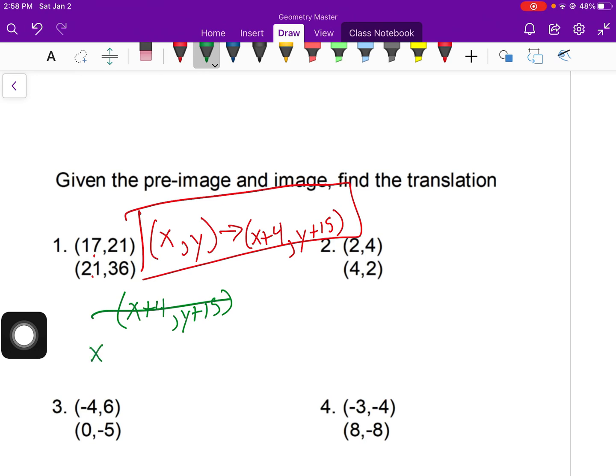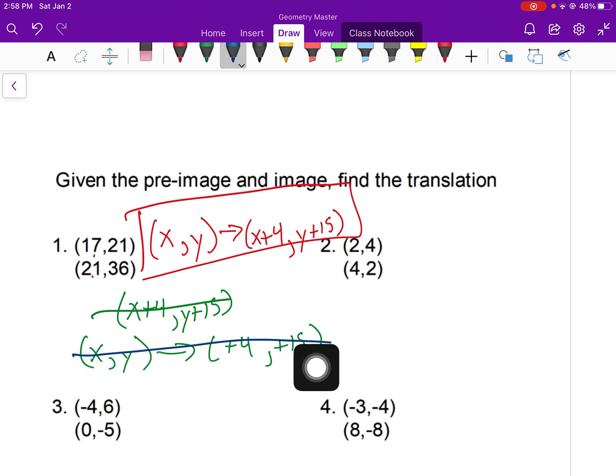I've also seen students who remember, okay, I need to do that arrow thing, and then they write plus 4, plus 15. This is also wrong, because what this is saying is that you are taking the point (x, y), whatever it is, and sending it to the point (4, 15), because plus 4 is a number, plus 15 is a number. You're not sending every single point to (4, 15), so that's why that one is wrong. So make sure that you have (x, y) in the first piece, then an arrow, and then an x plus or minus a number, and a y plus or minus a number.